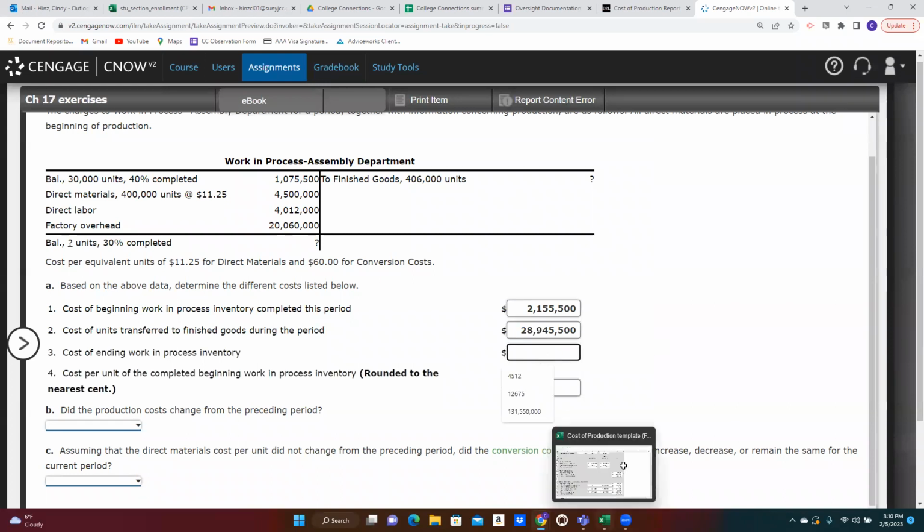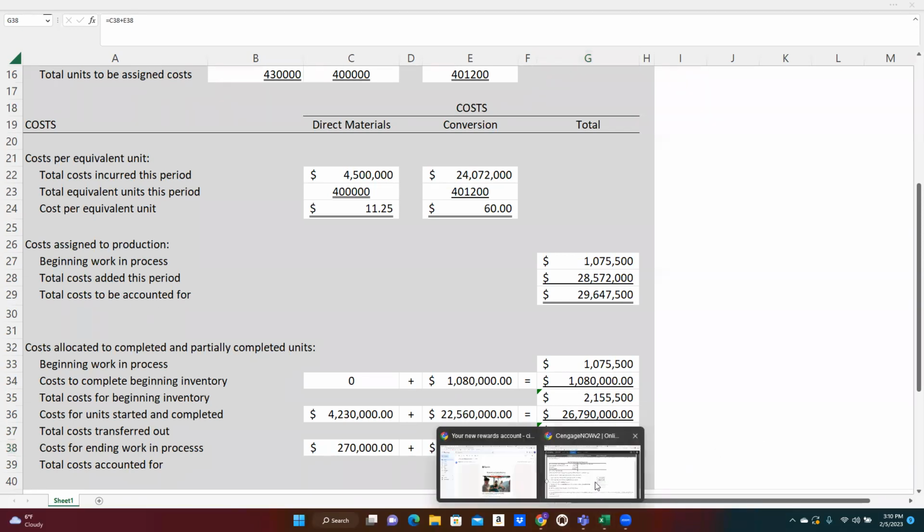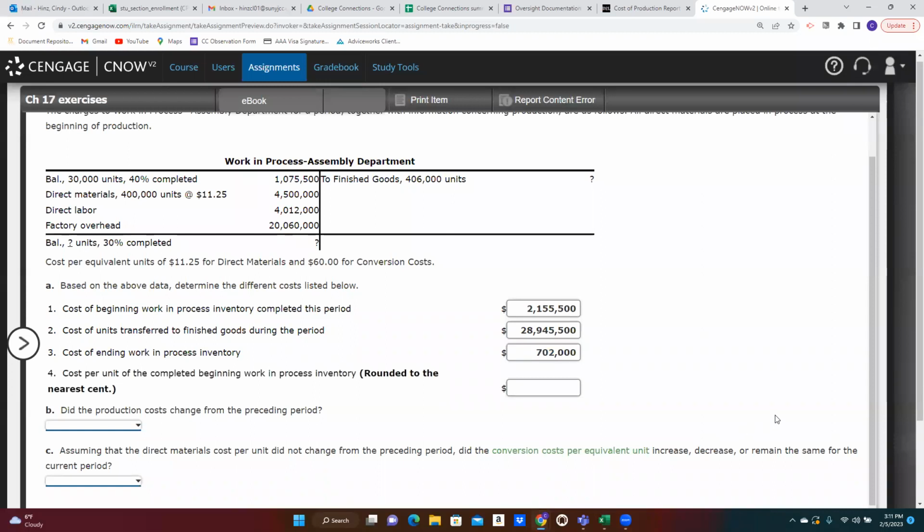Cost of ending work in process inventory. Here it is. On line 38, $702,000. Now, cost per unit of the completed beginning work in process inventory. I have not calculated this yet, but I will do that right now. And I'm going to put the calculation on the screen so that you can see it. So the total cost of our beginning inventory, number one that we've already included here, $2,155,500. That's the answer to number one. And that was for 30,000 units.